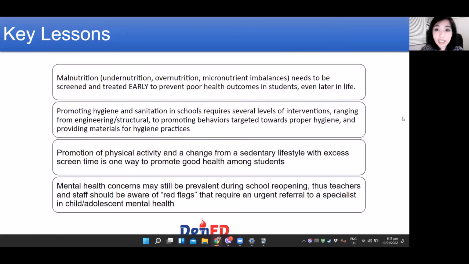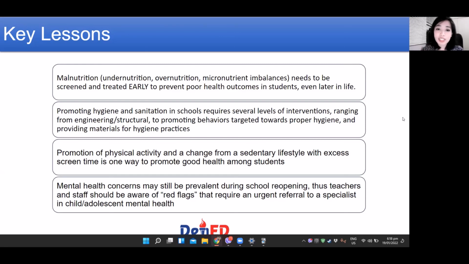Going to the key lessons of this lecture, one is that malnutrition, including undernutrition, overnutrition, or micronutrient imbalances, needs to be screened and treated early to prevent poor health outcomes in students even later in life. Next, we should promote hygiene and sanitation in schools, and this requires several levels of intervention, including engineering and structural interventions, promoting behaviors towards proper hygiene, and providing the materials for good hygiene practices.